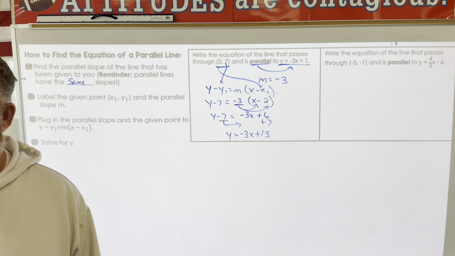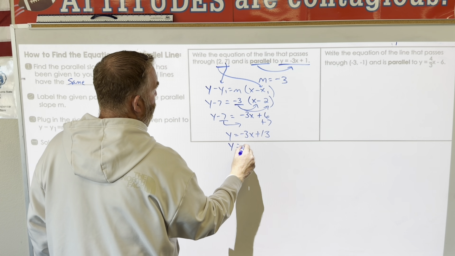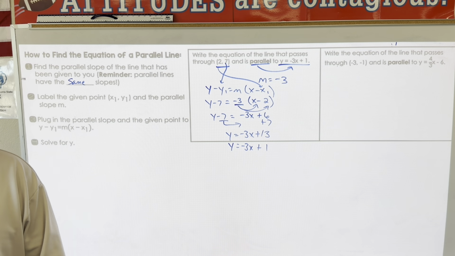Same slope, different y-intercept. Because if I stack my two equations, y equals negative 3x plus 1, the only thing that's different is the y-intercepts. But same slope means it's going to be at the same angle, which means they're going to be parallel. They will never cross. Fair?